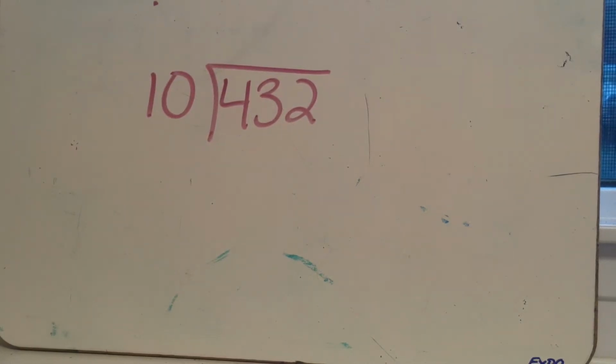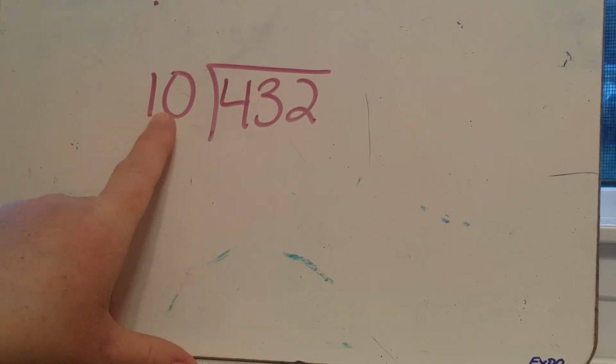All right, today for lesson 115, we are looking at dividing by 10. We're going to use the same four-step procedure as when you were dividing by a one-digit number, so let's review that. First, we have to divide, then multiply, then subtract, and bring down. All right, so that process is going to stay the same.